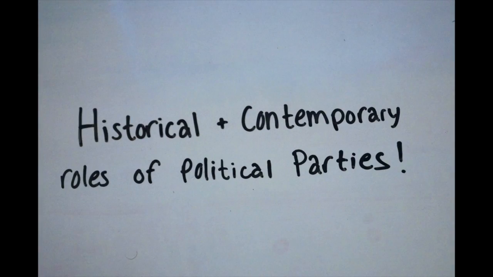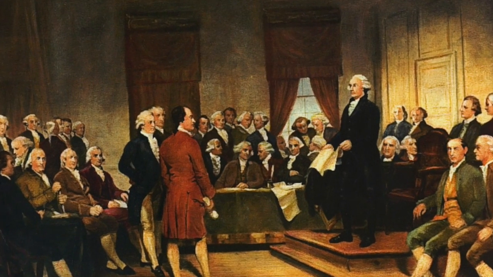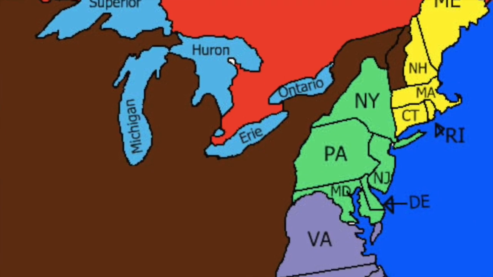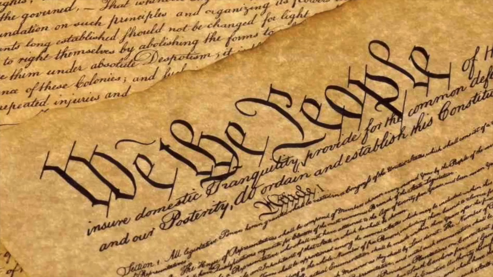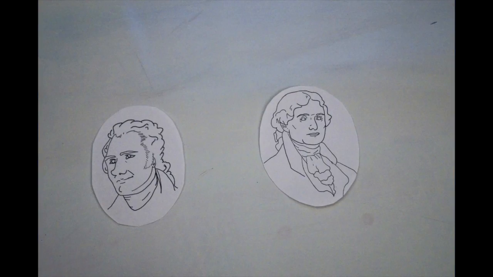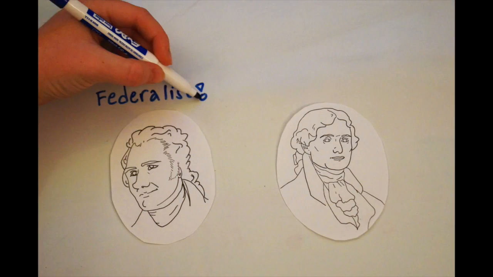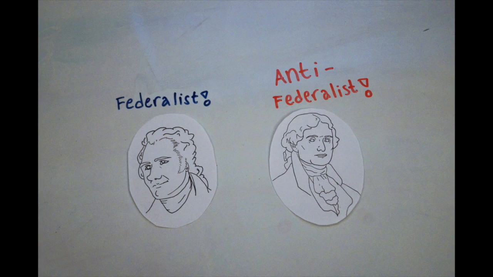Historical and contemporary roles of political parties. Political parties in America started in the late 1700s when the 13 state nation was divided by opinion on the ratification of the Constitution. There were the Federalists, led by Alexander Hamilton, who believed in a strong central government, and the Anti-Federalists, or Democratic Republicans, who rallied around Thomas Jefferson, who believed that the states were better running themselves in a confederacy.